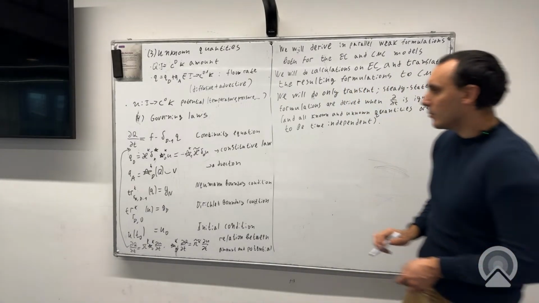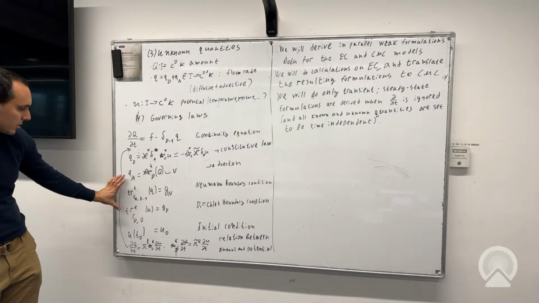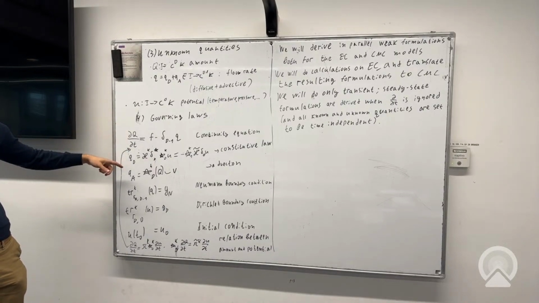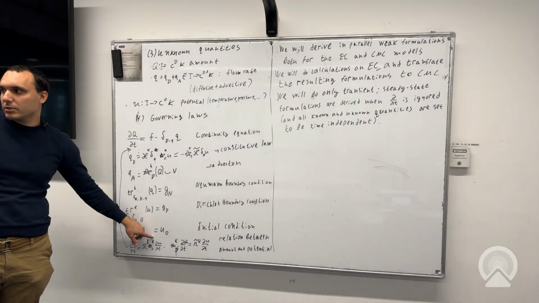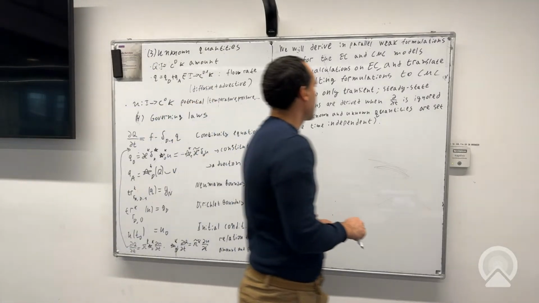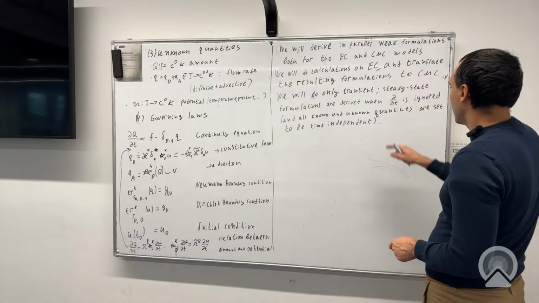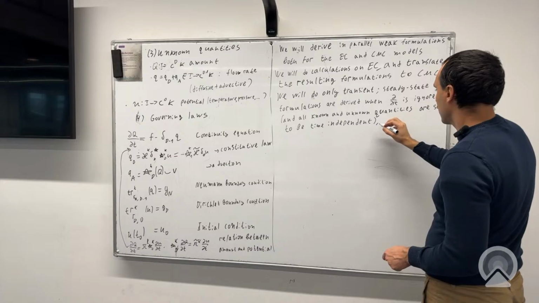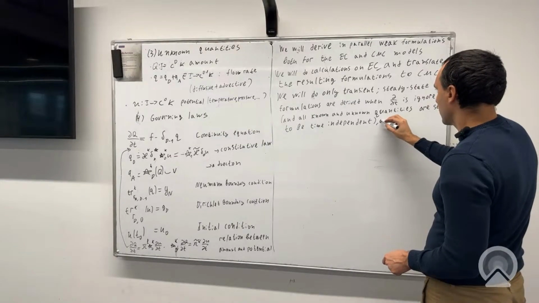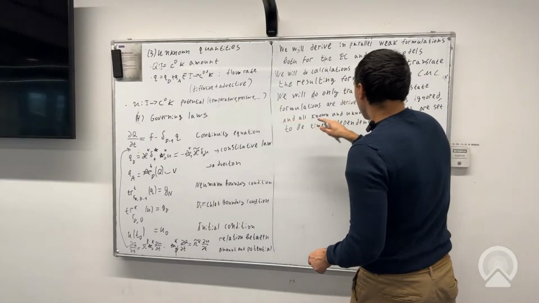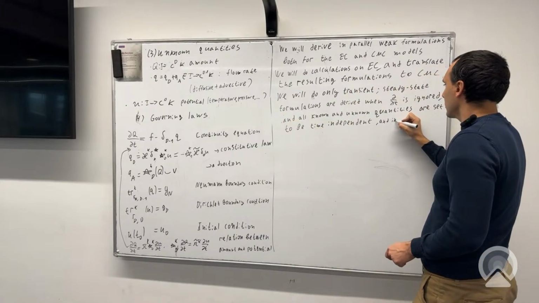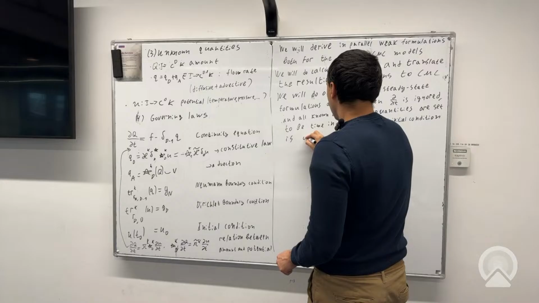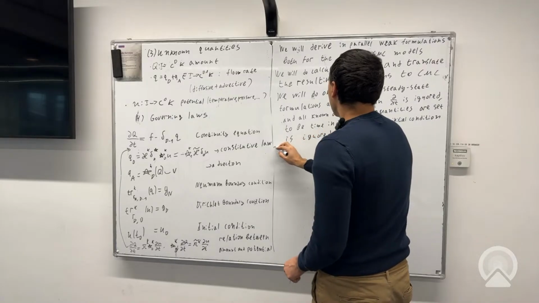Okay. So for example, here these equations will be the same. This will be ignored. This will be 0. And we won't have initial condition. Initial condition is ignored.